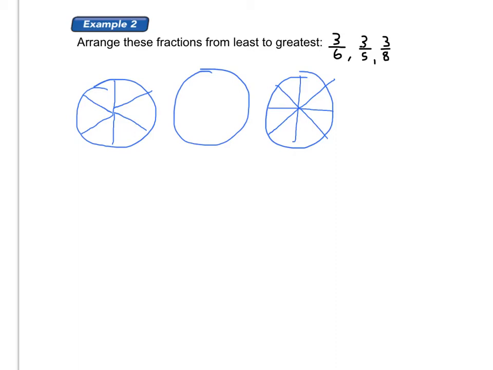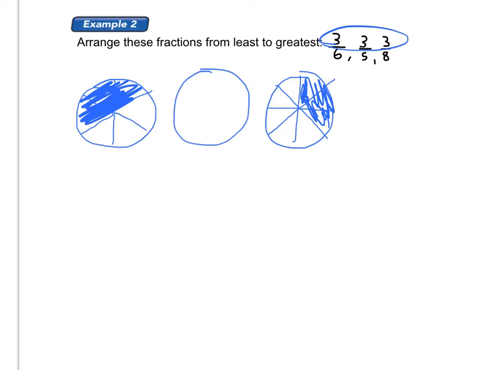Alright, so when we've got the same number shaded, or the same number right here, 3 out of 6, we know that that's half of this pizza. Whereas 3 out of 8 will go right here. 3 out of 8 is not half a pizza. That's not the same amount. So 3 out of 8 is less than 3 out of 6. Again, when the top numbers are the same, the more pieces that are divided up into, that's the smaller number.